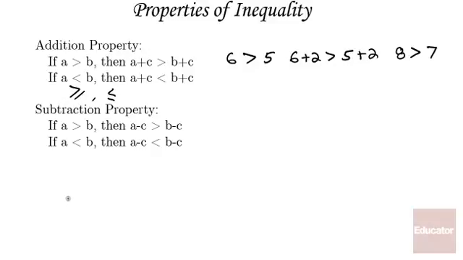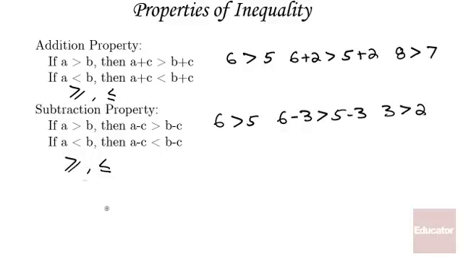The subtraction property states that if A is greater than B and I subtract the same number from both sides, then the resulting inequality has the same solution set as the original inequality. So the same idea as up here. If I have 6 is greater than 5 and I subtract 3 from both sides, I'm going to end up with 3 is greater than 2. So that still holds up. That also is valid for less than and for greater than or equal to and less than or equal to.